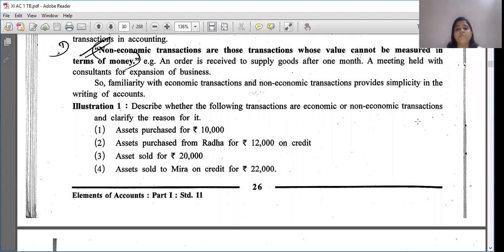An order is received to supply goods after 1 month. A meeting held with a consultation for expansion of business. So I had just received an order. I had not sent it. When I sent it, at that time it's an economic transaction. So whenever you receive an order, it's a non-economic transaction. So describe whether the following transactions are economic or non-economic transactions and clarify the reason for it.